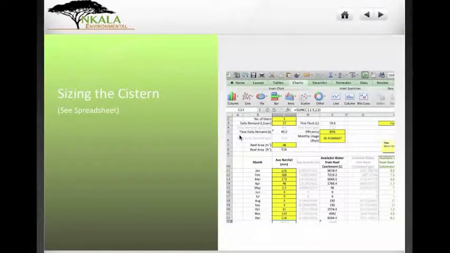All right, what we want to get into now is sizing the cistern. So I'm going to open up a spreadsheet that we use for rainwater harvesting calcs. It's a very simple calculation, but we're going to look at how we can determine how to size the cistern, and that'll be it for our session 3.